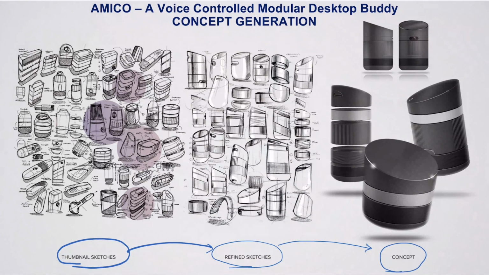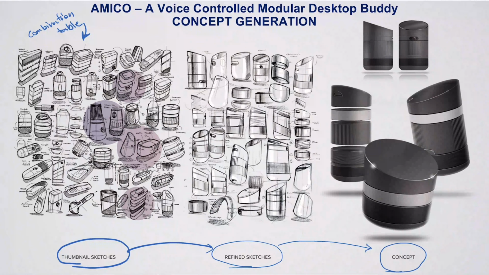So hopefully when you do your concept combination table, your combination table should result in something like this. So many different concepts, and then you can eliminate and narrow down. We'll talk about concept selection and how you can narrow down and screen and score your concepts, but this is a great example.